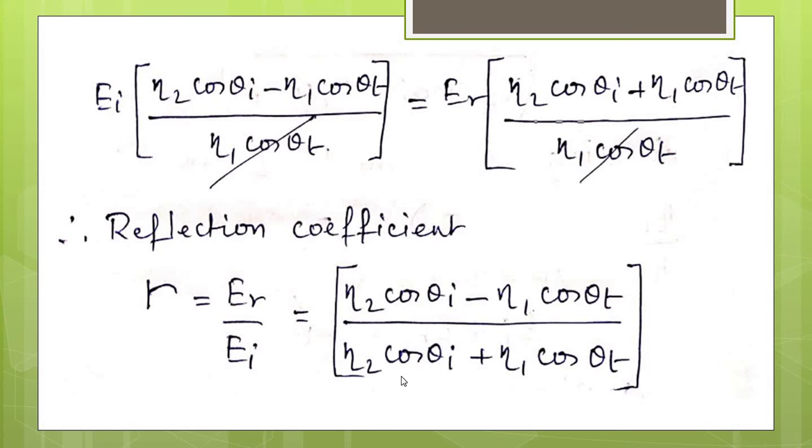So these are the incident and reflected components of the electric field and magnetic field, and the transmission and reflection coefficients for oblique incidence at a dielectric interface.